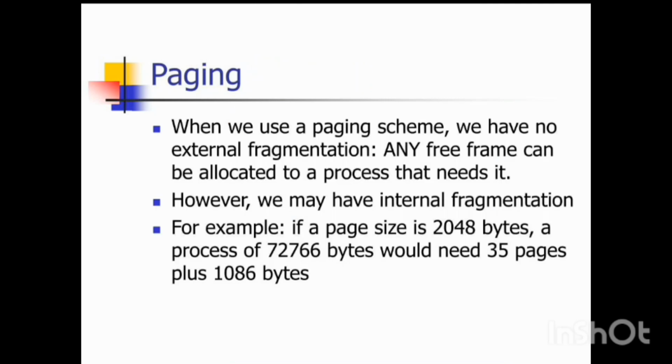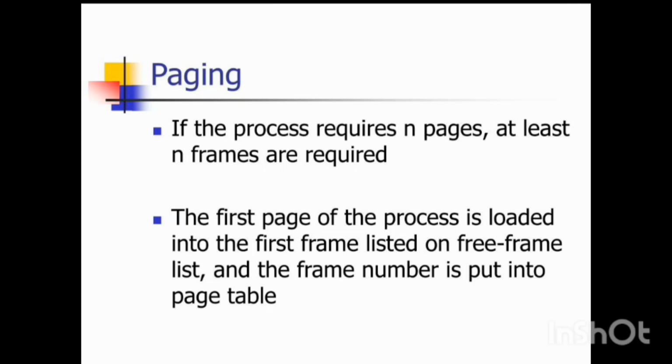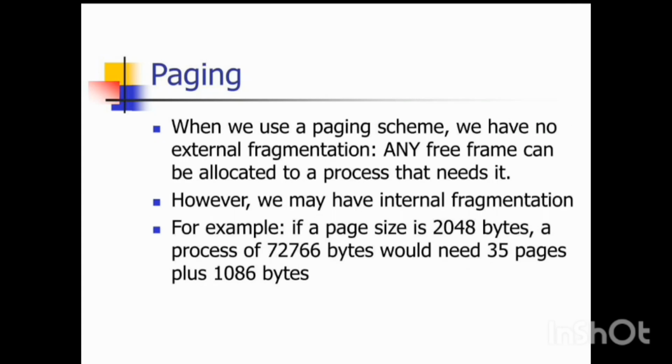When we use a paging scheme, we have no external fragmentation. Any free frame can be allocated to a process that needs it. However, we may have internal fragmentation. For example, if the page size is 2048 bytes, a process of 72,766 bytes would need 35 pages plus 1086 bytes.